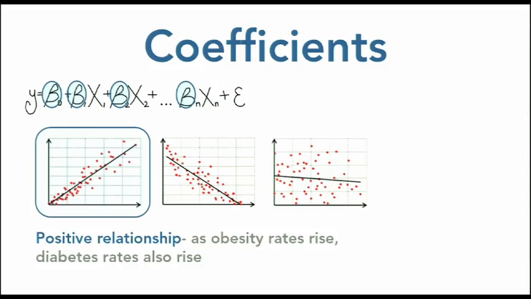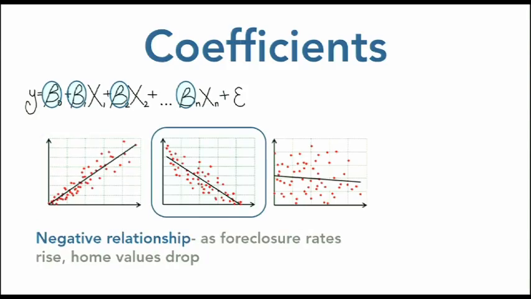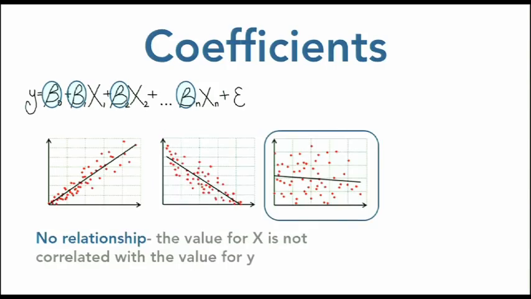Here, as obesity rates rise, we expect diabetes rates also to rise. So that's a good example of a positive relationship. Or a negative relationship would be, as foreclosure rates rise, we would expect home values to be dropping. Or in the case of Medicare expenditure, as Medicare spending goes up, we're seeing quality of care go down, for instance. Or where we have no relationship, and the value for X is not correlated with the value of Y.